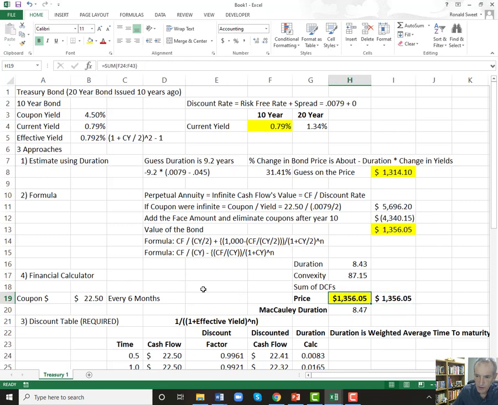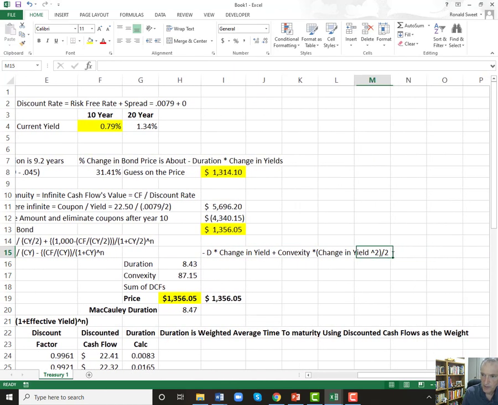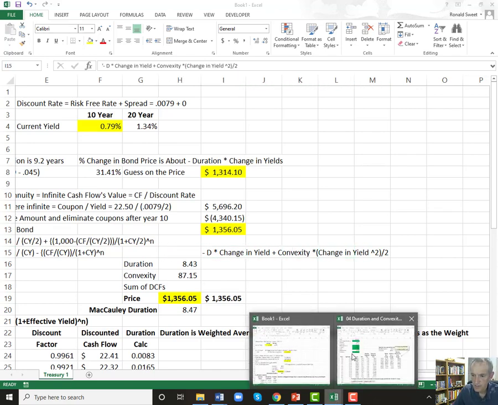On the exam, you're required to do the table. I want to do one last little check here, and that is the longer formula. Remember, the longer formula says minus duration times the change in yield plus convexity times the change in yield squared divided by 2. I don't know if y'all remember that formula. Some of y'all probably put it on the first exam. So we've got to get convexity, and so let's go over to this spreadsheet.